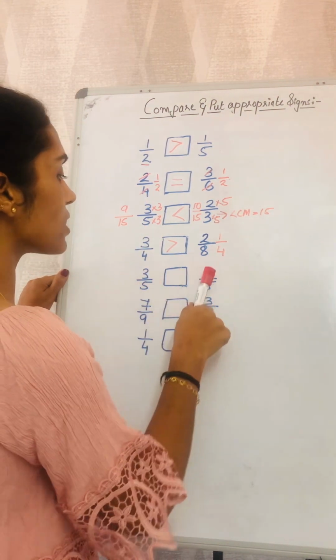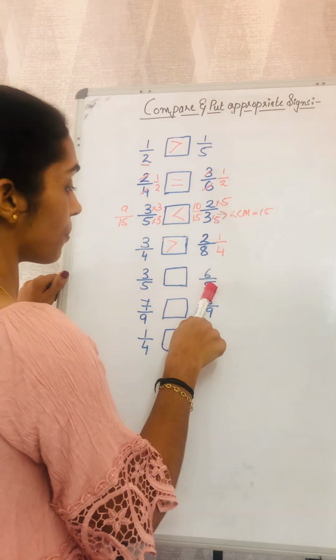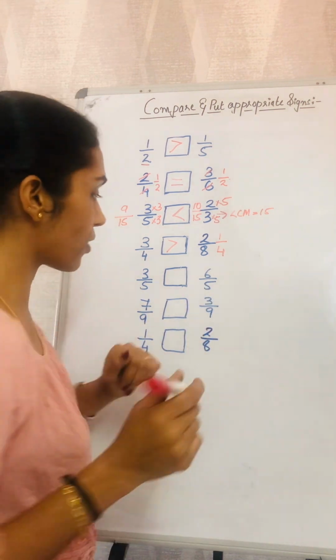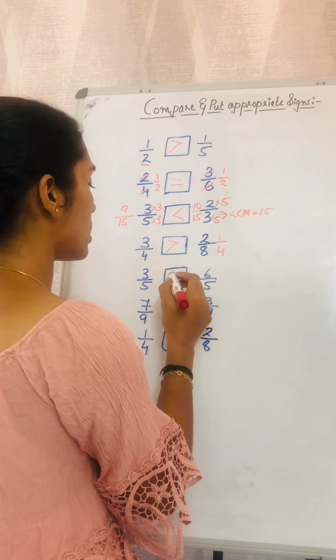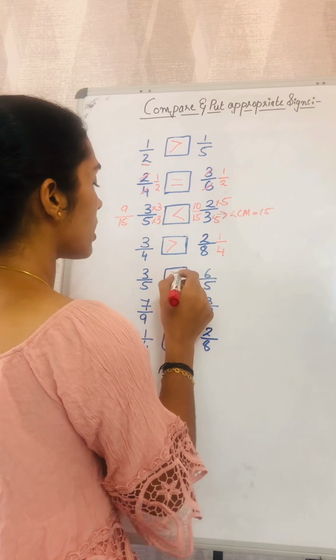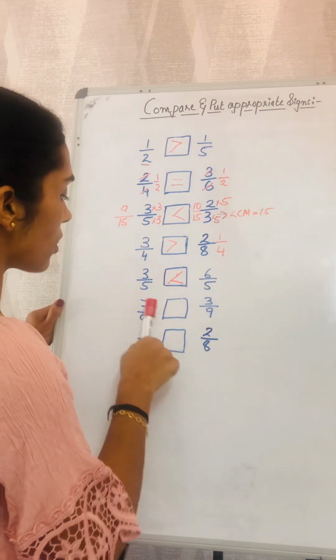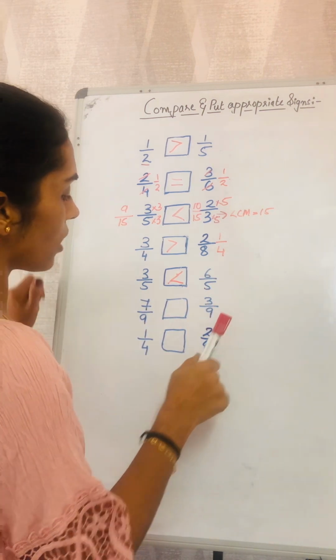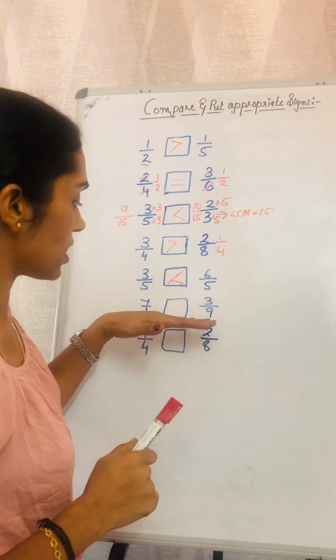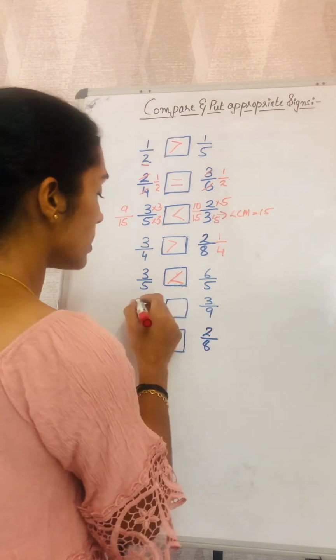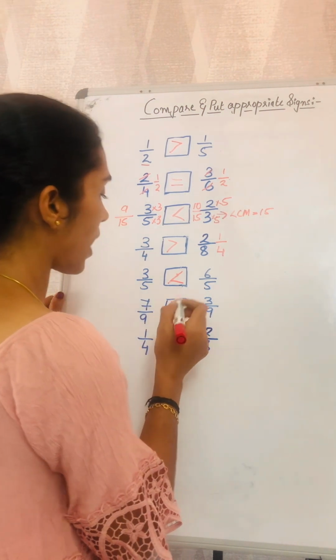Again, 3 by 5 and 6 by 5. You have got the same denominator, so it's so simple, right? Which is big in fraction? 6 by 5 is big. Okay, the next one, 7 by 9 and 3 by 9. You have got the same denominator here, right? So which has the bigger numerator? That is 7 by 9.